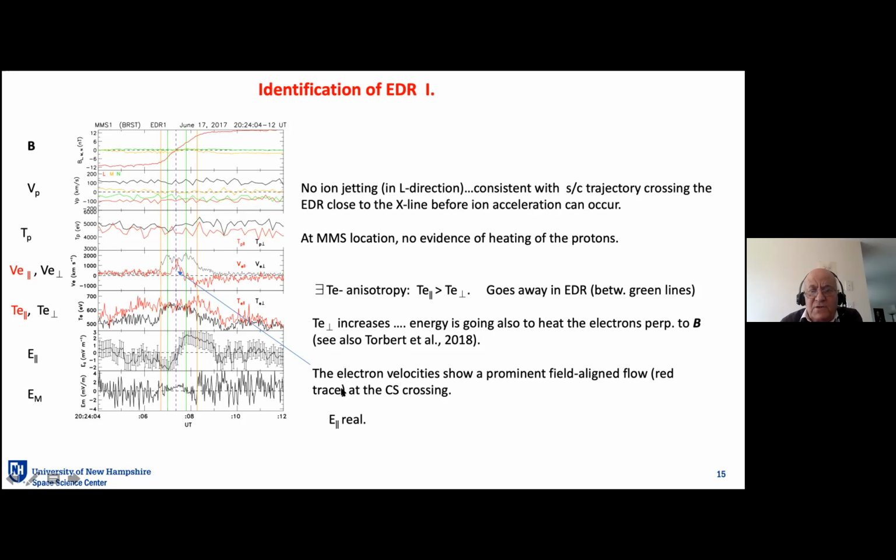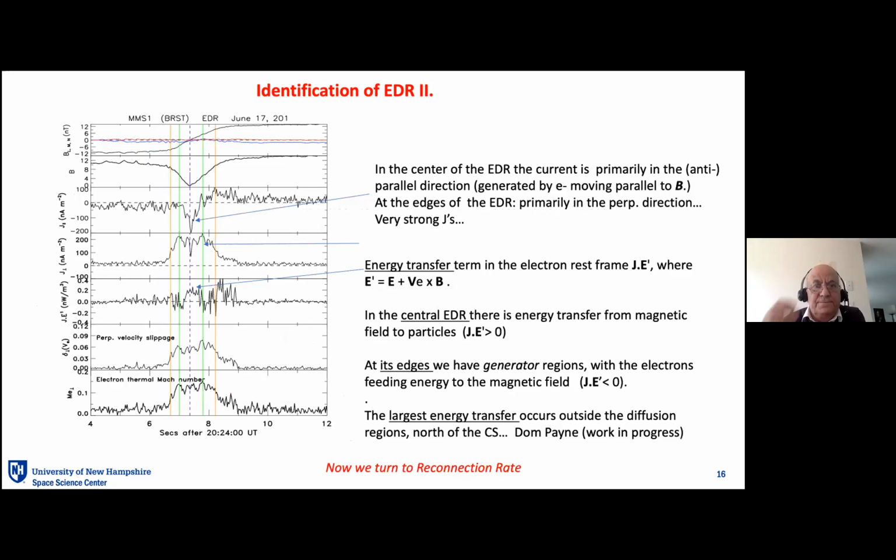And then we have also this prominent field-aligned flow, which we discussed earlier. Looks like a reversal, but it's a field-aligned flow. And you have the E parallel with the error bars, which you have here, showing that in this region, the E parallel is real. This is a level 3. And this is the reconnection electric field, which we will return to in a moment.